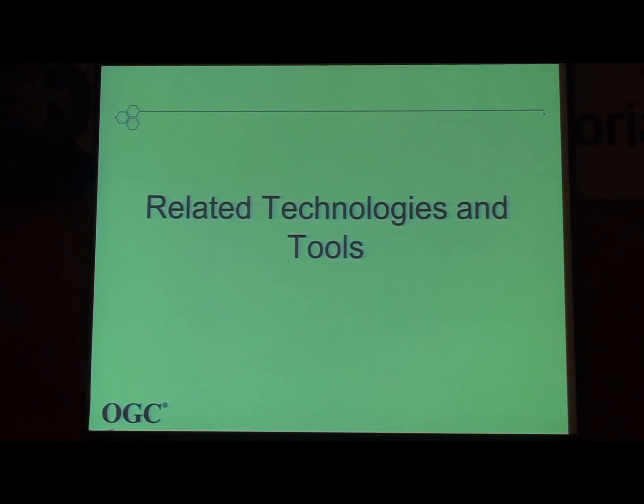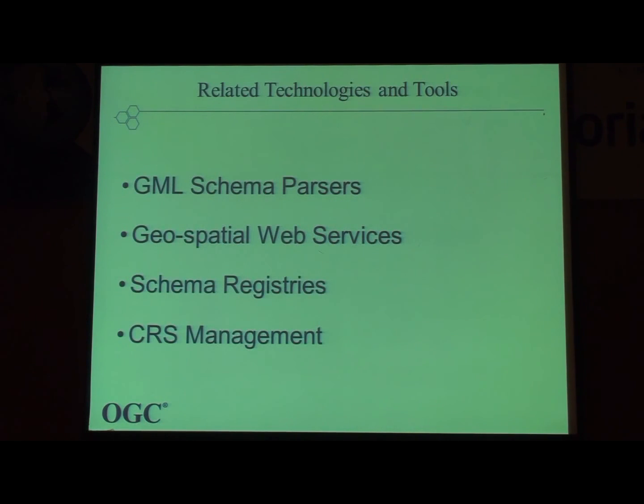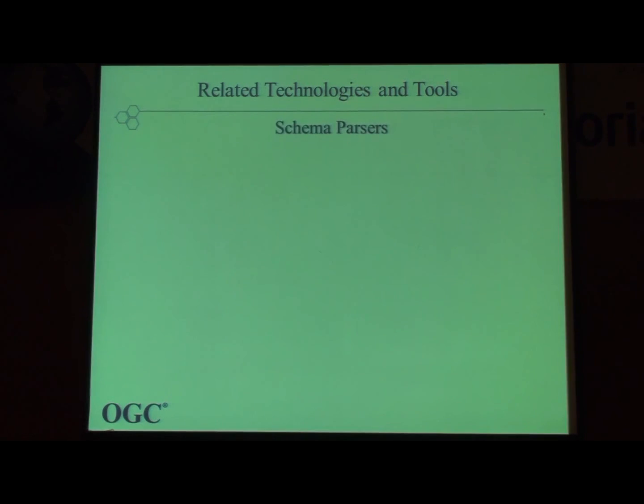Now, related technologies and tools. This is one of the last sections that I'm going to talk about here in this GML tutorial. So, GML schema parsers, spatial web services, and registries, schema registries, and coordinate reference system registries. So these are related tools, services, and technologies that are often used with GML.